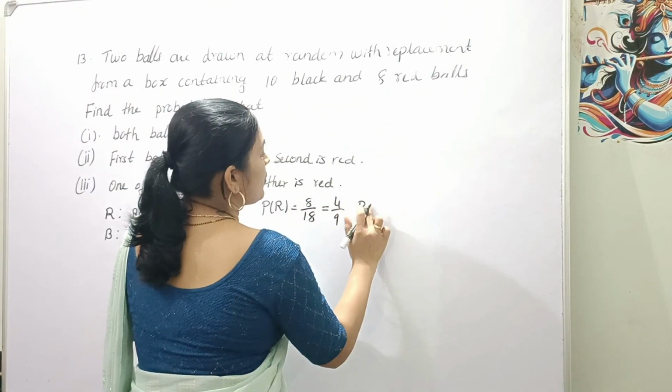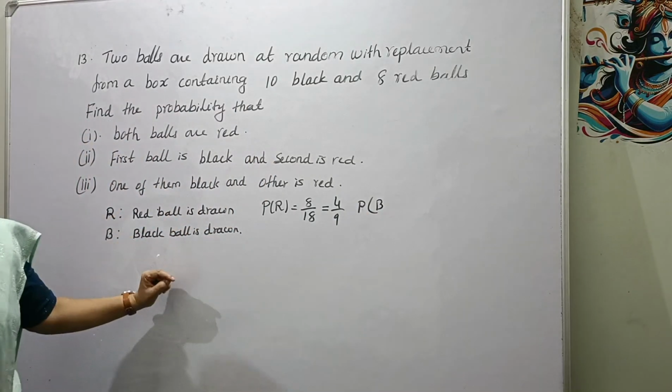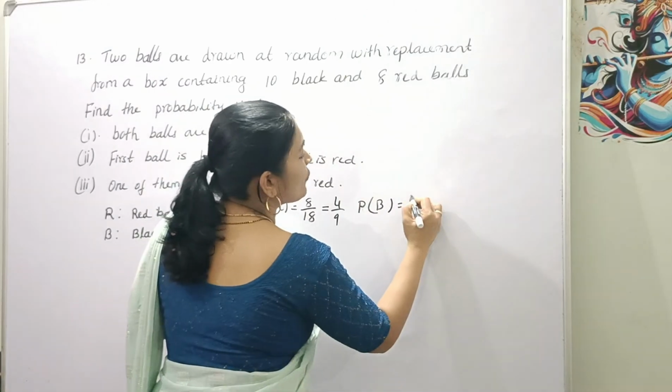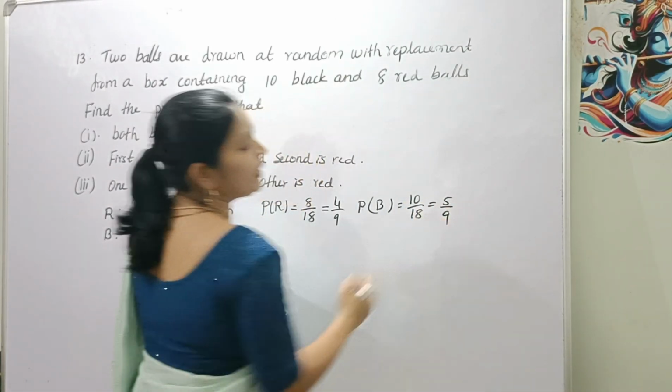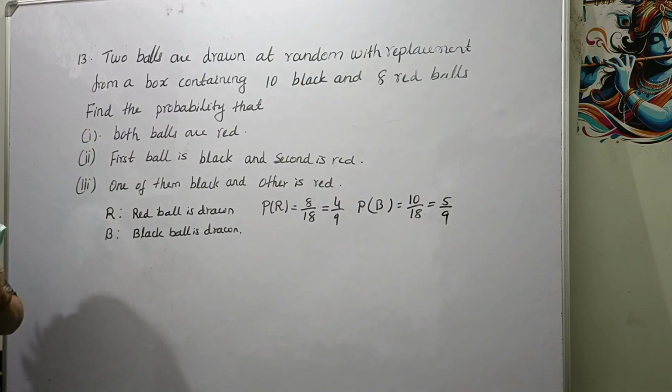Next, probability of B. What is B? B is the event that a black ball is drawn. So, how many black balls? 10 black balls out of 18 balls. That is 10 by 18, which is equal to 5 by 9. Okay. So, the first question is both balls are red.